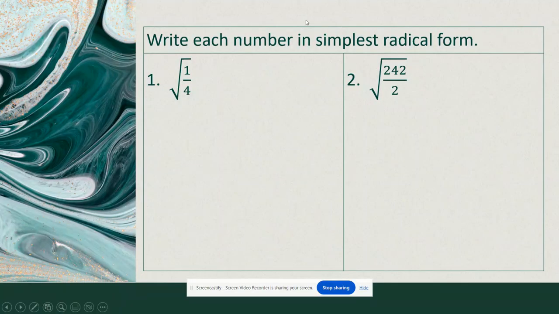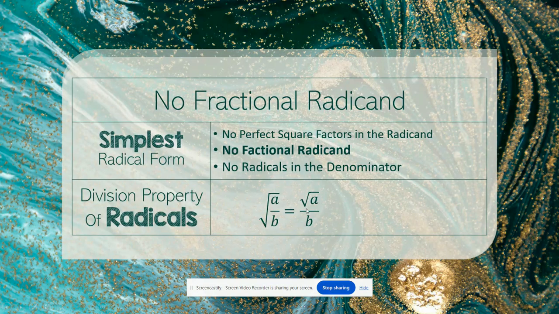So when we write each number in the simplest radical form, we have the square root of 1/4. What we want to do is break it apart into numerator and denominator. Now we no longer have a fractional radicand. We have two radicals, one in the numerator, one in the denominator. That's what our property is telling us here.